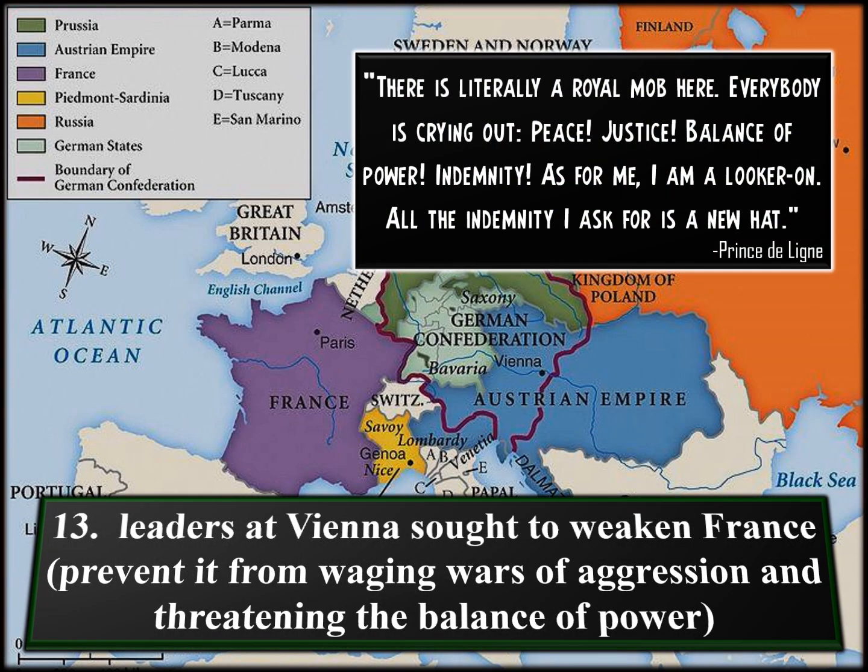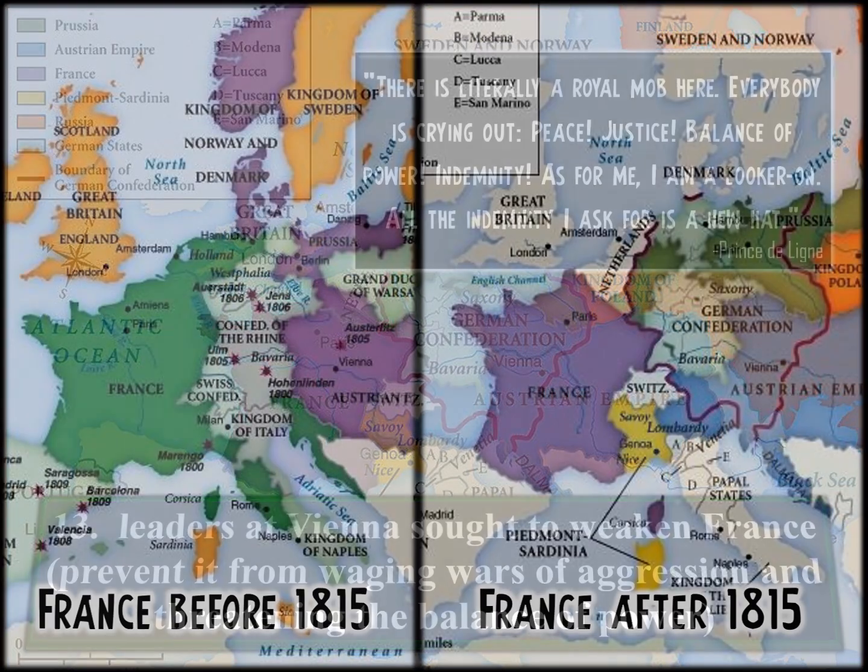"There is literally a royal mob here. Everybody is crying out, peace, justice, balance of power, indemnity. As for me, I am a looker on. All the indemnity I ask for is a new hat," Prince de Ligne said.